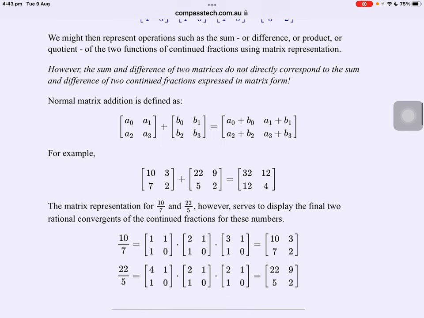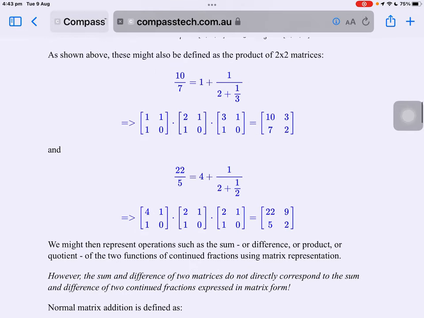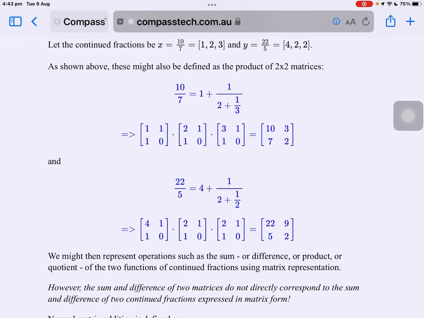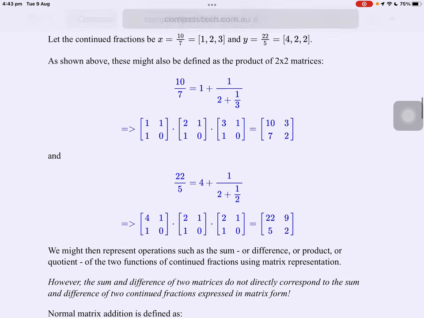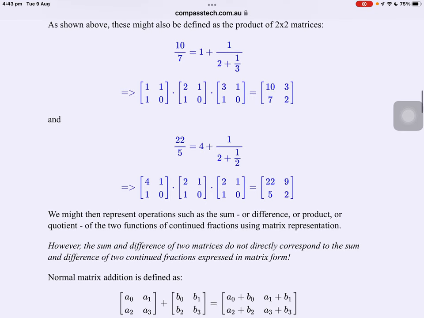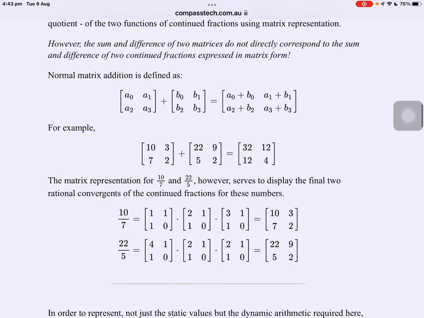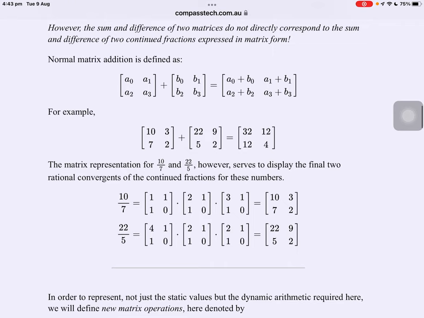So, okay, what if we wanted to add 10 over 7 and 22 over 5? Well, we know the process using normal arithmetic. How might we do it in this form? Well, I thought I was onto something until I realised that when you add two by two matrices, you don't get the result that I was after.